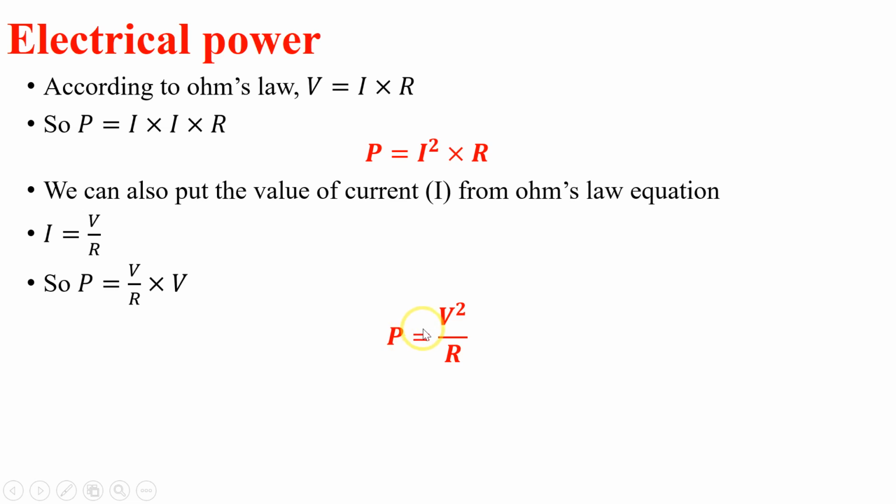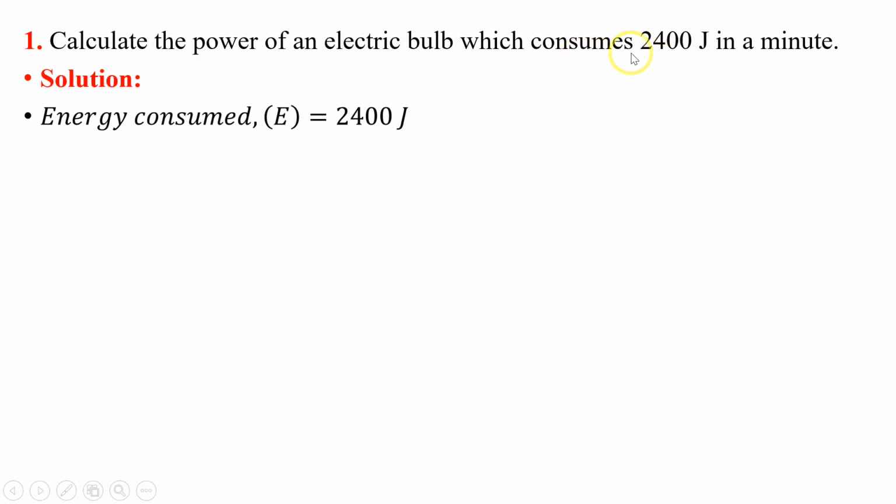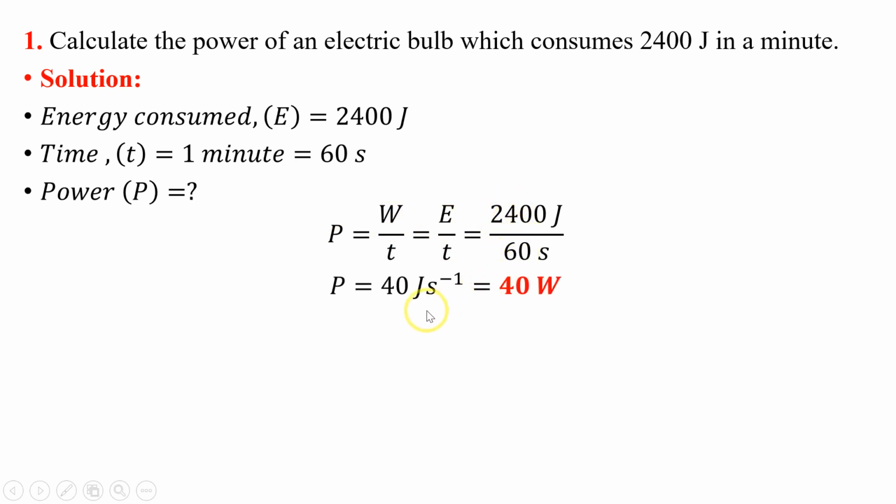Question number 1: calculate the power of an electrical bulb which consumes 2400 joule in a minute. Here the given energy consumed is 2400 joule, and the time given is 1 minute, which is 60 seconds. We know that power is equal to the rate of doing work or the rate of energy consumed. Doing the proper calculation, the value of power comes out to be 40 watt.